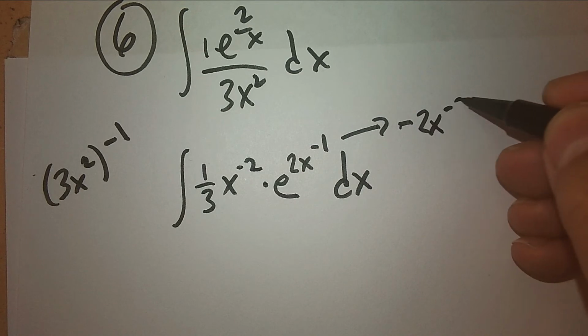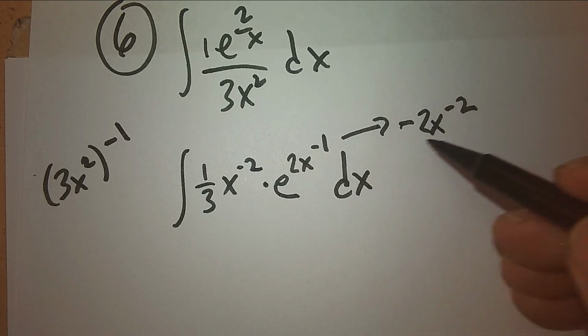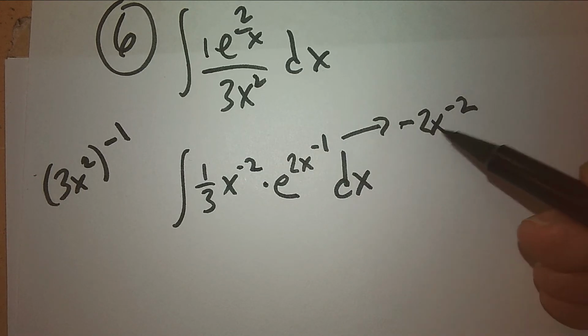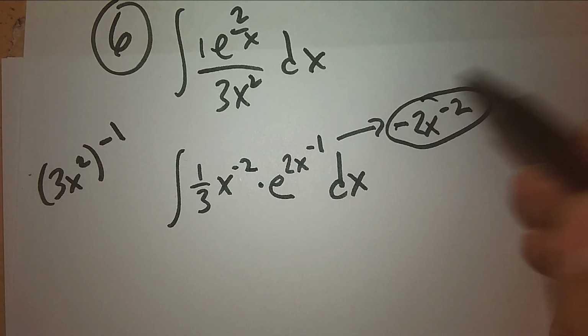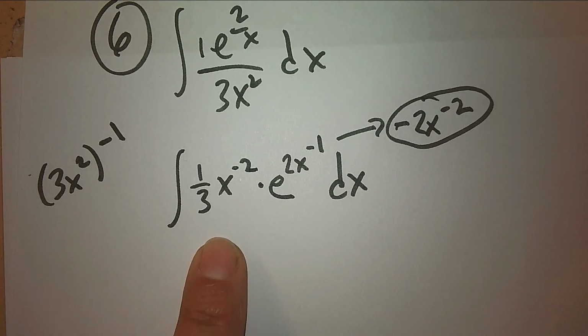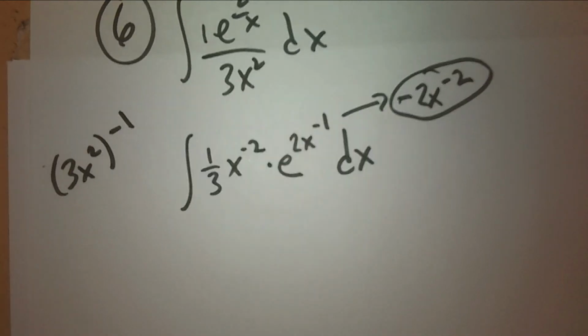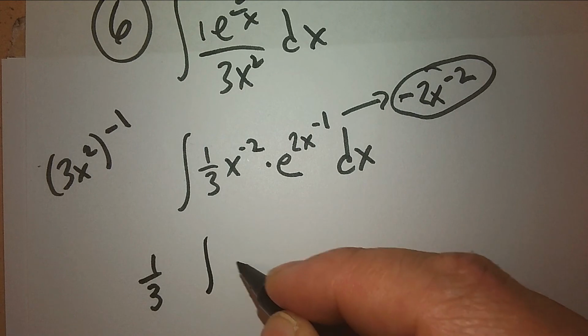2x negative 2, correct? Negative 1 times 2 is negative 2. Subtract 1 and it's x to the negative 2, okay? Now this is the hook. What do I have? 1/3 x to the negative 2. All right, let's put the 1/3 in front so that it doesn't give us a headache.